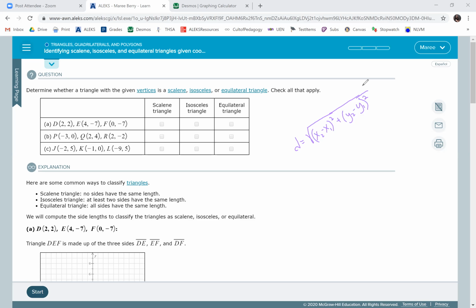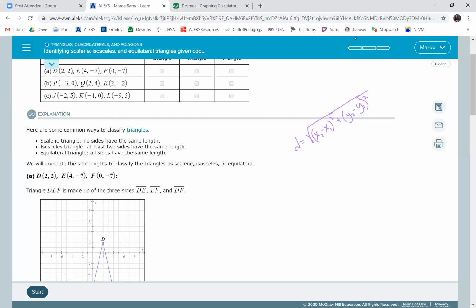So what I do is I just look at these and go, oh, the x's are 2 apart. I square it and get 4. The y's are 9 apart. I square it and get 81, and I add 81 and 4 and get the square root of 85. And then so on and so forth. So I do that with every point.